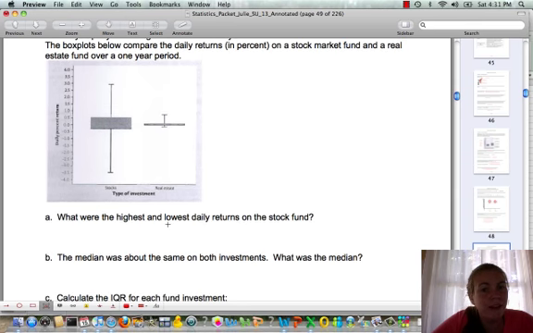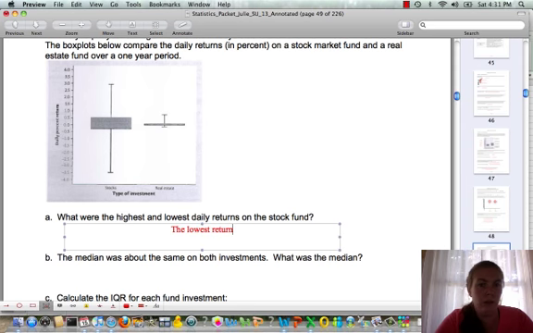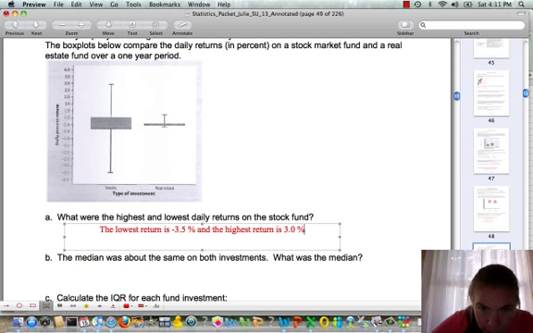So it asks, what were the highest and lowest daily returns on the stock fund? And remember, these are percents, so the lowest is right around negative 3.5%. And the highest return looks to be 3.0%. Remember, we can just estimate because we don't have enough information to know the actual data. It looks like the median is the same on both investments, and it looks like the median is a little bit higher than 0. So I'm going to say maybe it's 0.2%.